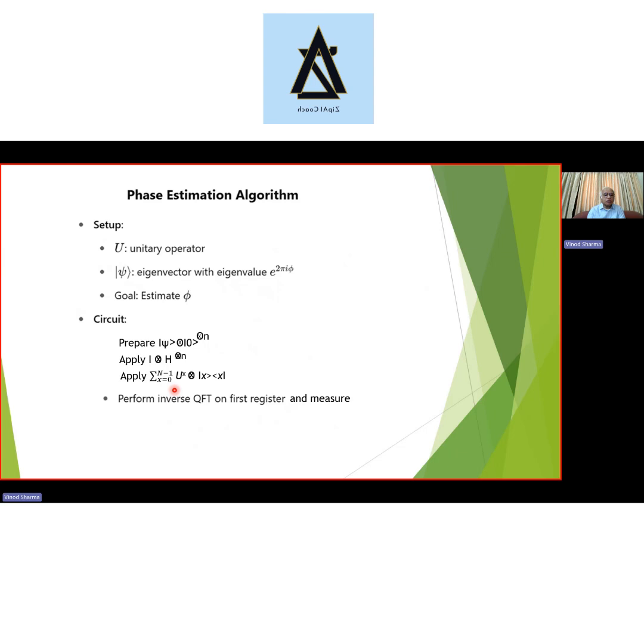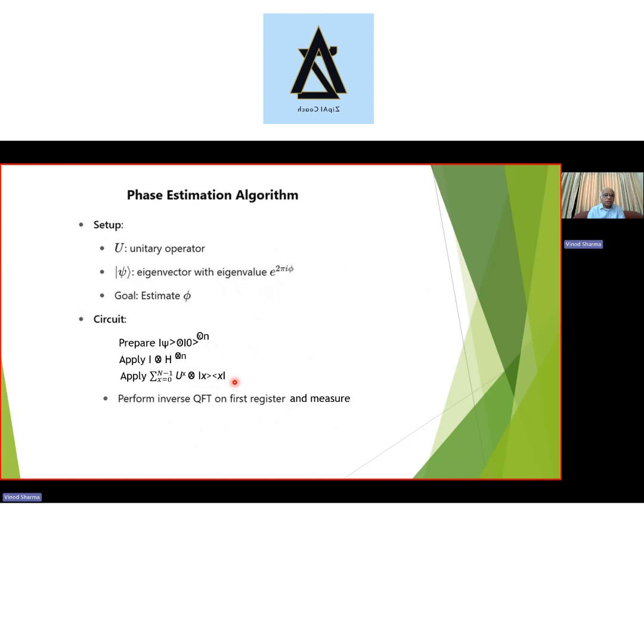This is the sum over x equal to 0 to 2^n minus 1 of U_x, where U_x is this U raised to power x. Remember, x are these binary vectors going from 0 to 2^n minus 1, tensored with x, with its conjugate. You apply this. Once you get this, you are basically getting a quantum Fourier transform of what we want.